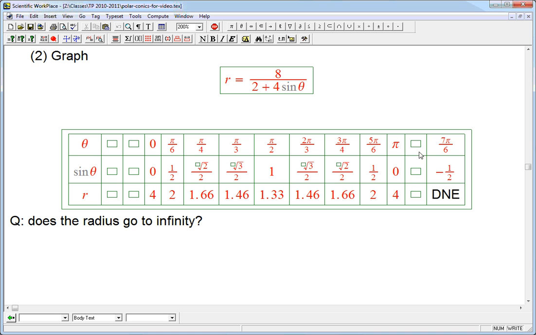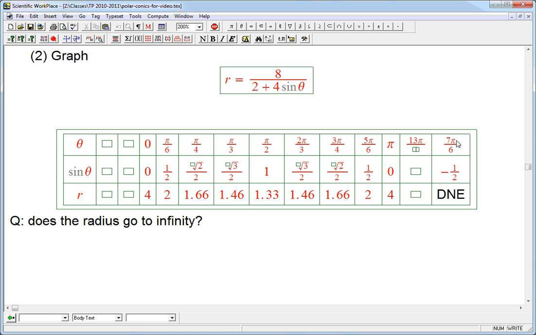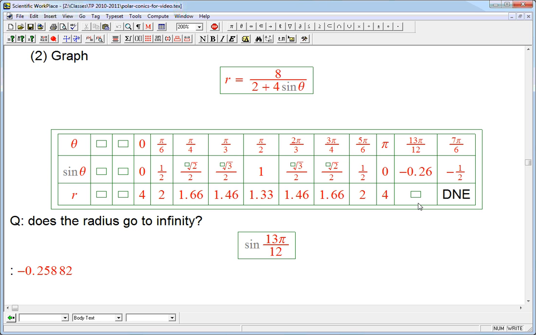Well, let's see what happens if we go halfway in between. Halfway in between here, it's 13π/12, because this is 12π/12, that's 14π/12. Here's 13π/12. The sine of that is, oh, I forgot to do that ahead of time. 13π/12. That's definitely one you need the calculator for. I wouldn't expect you to know that one. Minus 0.26. I did pre-calculate this one. It turns out to be 8.29.